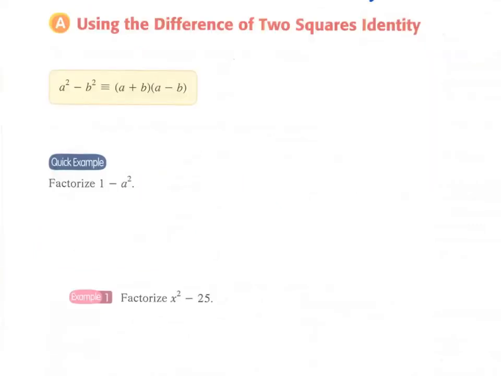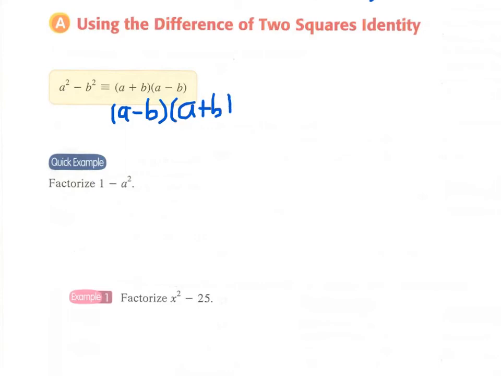Okay, we have another quite important factorization identity in Form 2. And you should remember the name of this identity. It's called the difference of two squares, where a squared minus b squared equals a plus b times a minus b. Or you can write this as a minus b times a plus b. They are just the same.